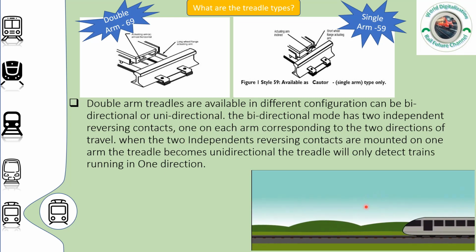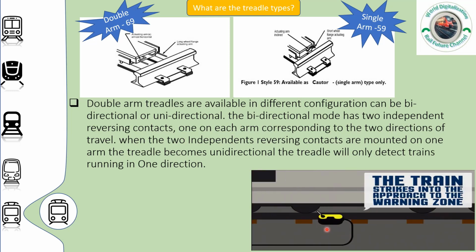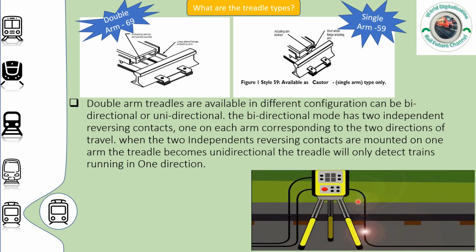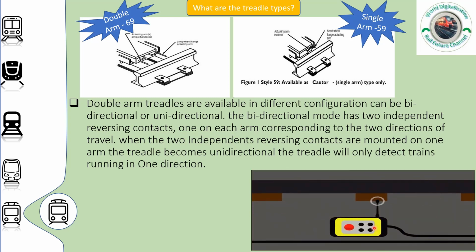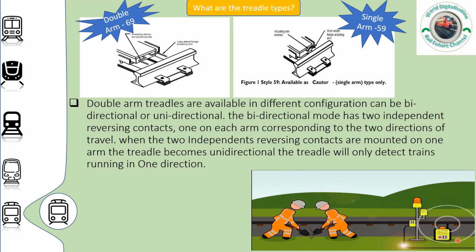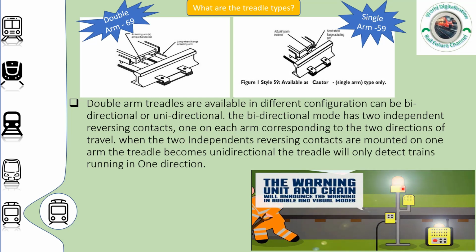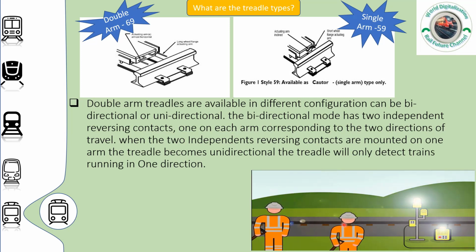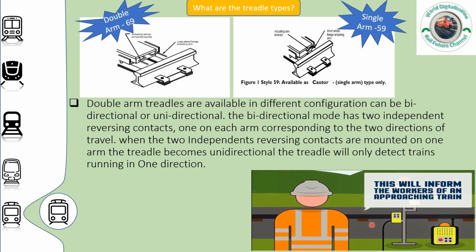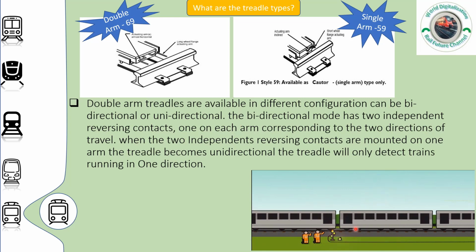So, as illustrated here, we have a train and we have workers working over the track. This is the treadle. When the train is moving, it switches the treadle on, and then the treadle sends a signal to a control device that sends two signals. One signal makes an acoustic signal, and the other makes a visual signal for the workers working beside the track, to evacuate the place and be in a safe place until the train has passed and they return to work beside the track.